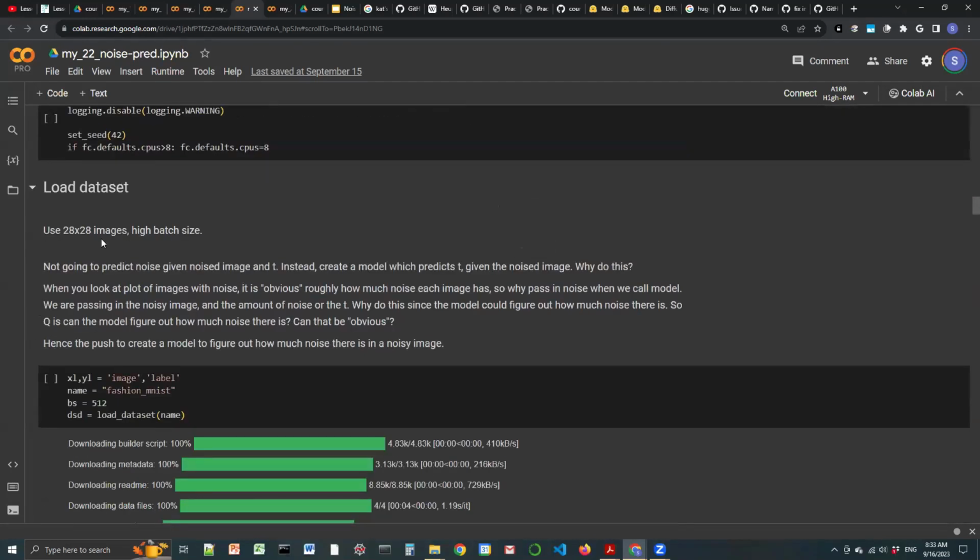Now we are using 28 by 28 images, and what we're going to do is not predict noise given the noisy image and T. Instead, create a model which predicts the T given the noisy image, which predicts either the time step or, corresponding to the time step, the noise that's there in the image.